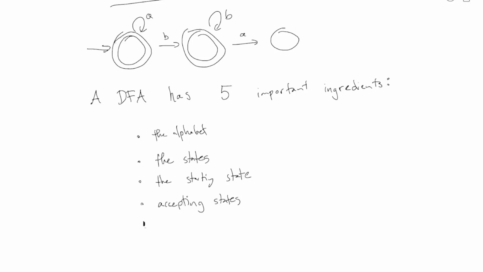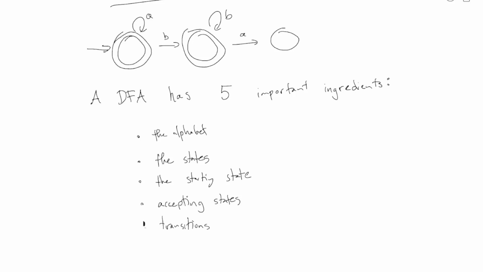One more, yeah? The state transition. Yeah, the arrows on the diagram, which are called, like he said, the transitions. All right? Now, these are the 5 ingredients that we need to represent as part of the definition.